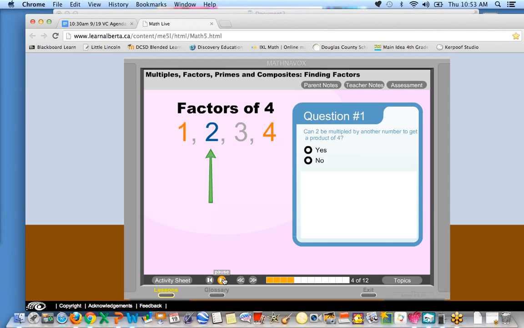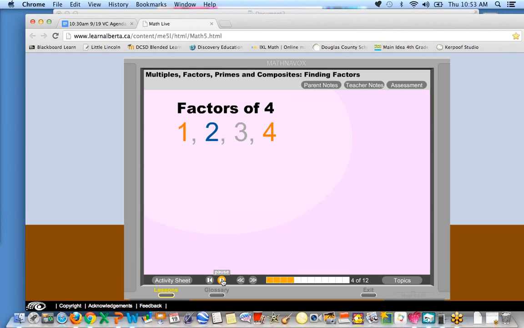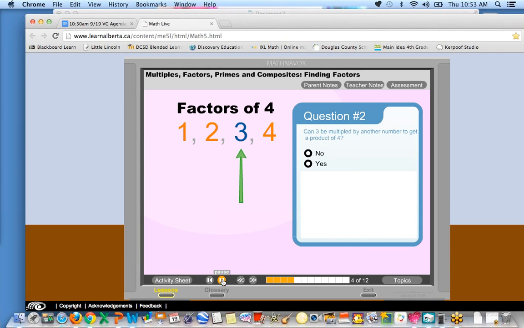Can 2 be multiplied by another number to get a product of 4? Click on the circle next to your choice of answer. Yes, because 2 times 2. We can add 2 to our list of the factors of 4. Can 3 be multiplied by another number to get a product of 4? Click the circle next to your choice of answer.